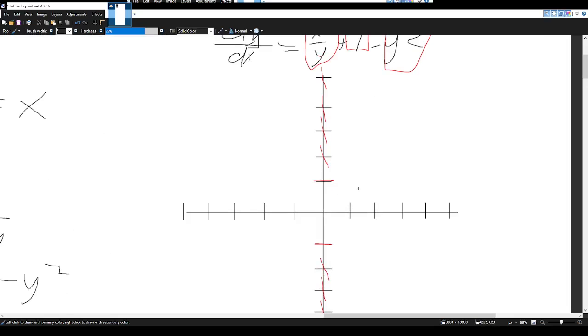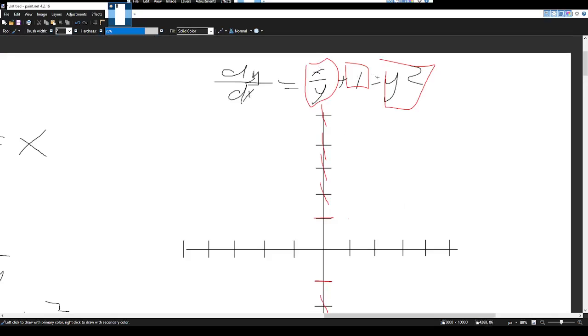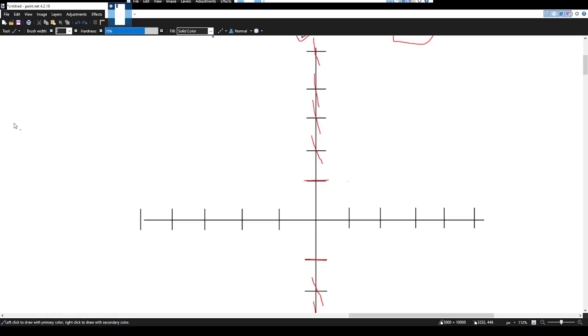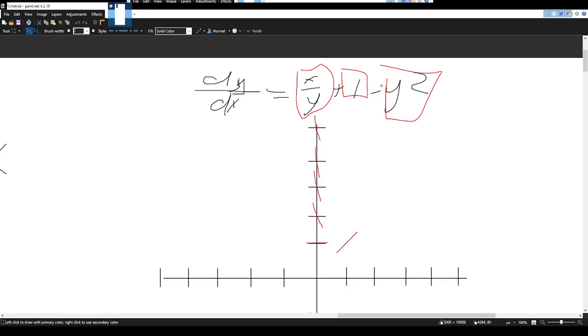Now, what about, let's say, 1 comma 1? So that would be 1 plus 1, so 2 minus y squared, which is 1. So that means the slope right here is going to be 1. I should probably just use the line tool. So that's about 1. Now what about right here at 3 comma 3? So that'd be 1 plus 1, so 2 minus 9, so that'd be -7. So at 3 comma 3, it's very negative.